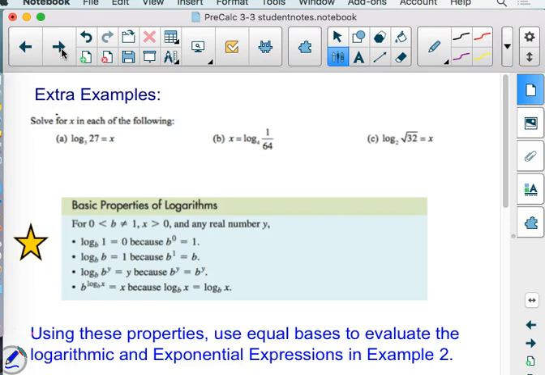So this one would say 3 to the x equals 27. So what would x have to be? Have to be 3. 3 times 3 times 3. 3 times 3 is 9. 9 times 3 is 27. So x is 3.